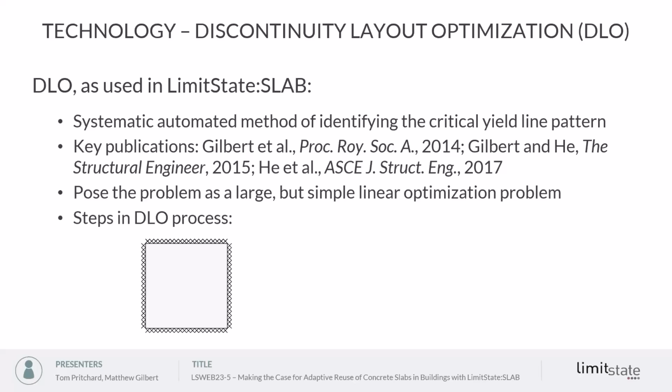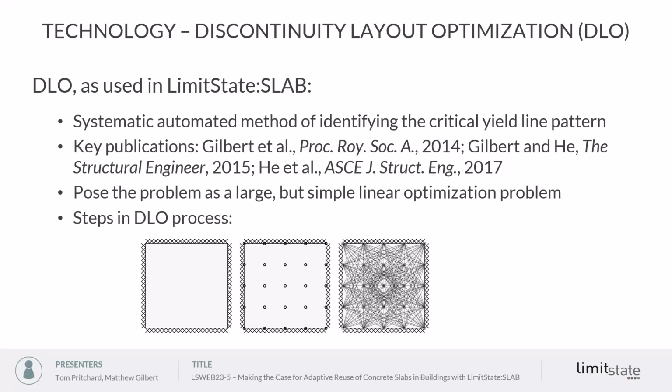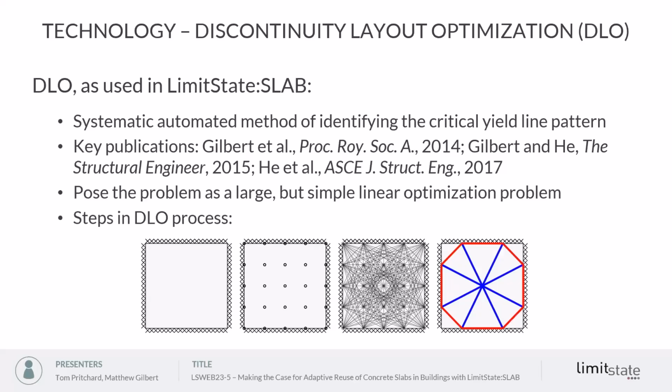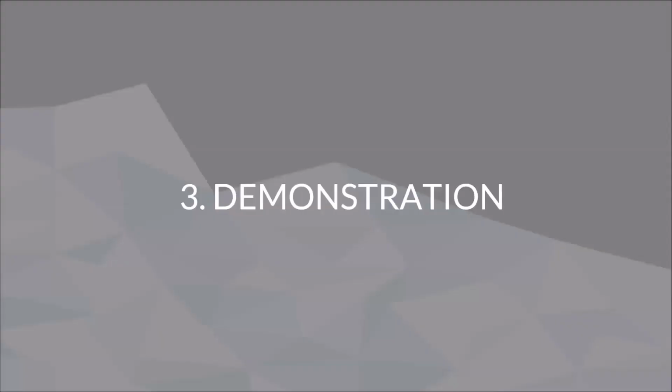And we can solve this as, in mathematical terms, a very simple linear optimization problem. So how do we go about that? We have our slab, for example, a square slab with fixed supports. We populate that slab with nodes. We then interconnect those nodes with potential yield lines, and then we use optimization to find the critical arrangement of yield lines, the minimum energy solution. And that's basically what's happening when you solve a problem using LimitState SLAB. So without further ado, I'm going to hand over now to Tom, who's going to give you a demonstration of that software.